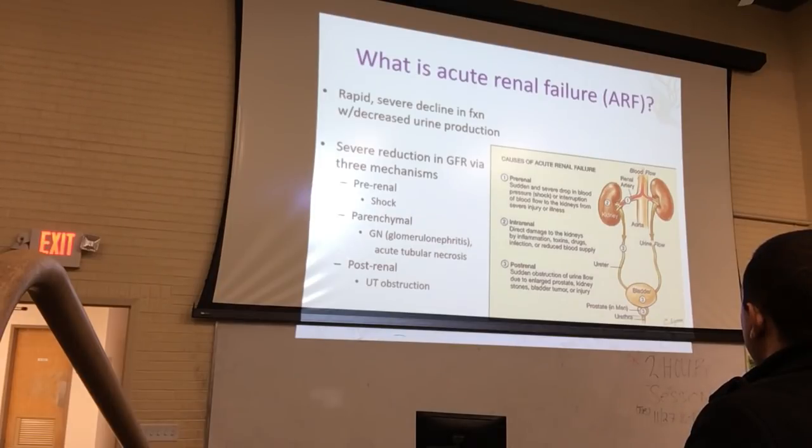There's even internal bleeding in the internal organs, but the amount of blood flow that goes to the kidneys goes down dramatically. That would be pre-renal. That's before you ever get there. That could lead to renal failure.